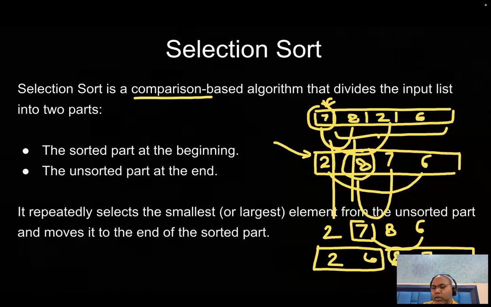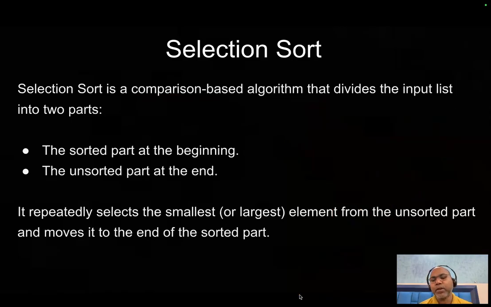Again you choose the first one. Again compare to this. That means 2, 6, 7, and 8. In this way you get the sorted list. So this is the approach. The approach is very simple, and let's understand with the example.